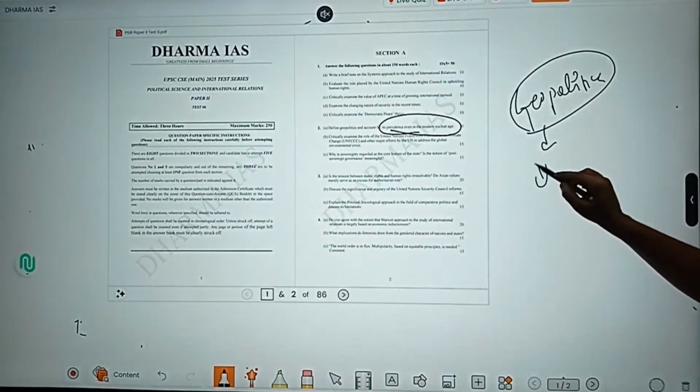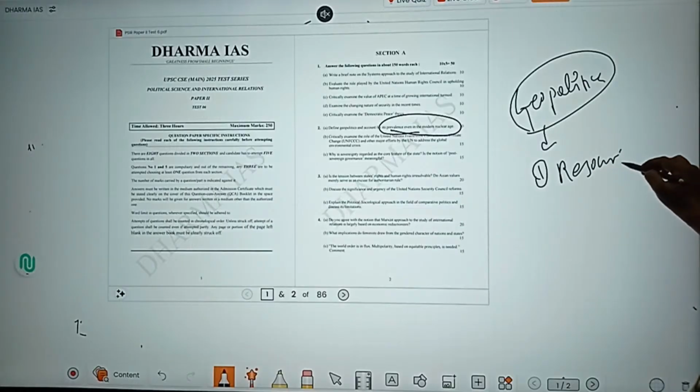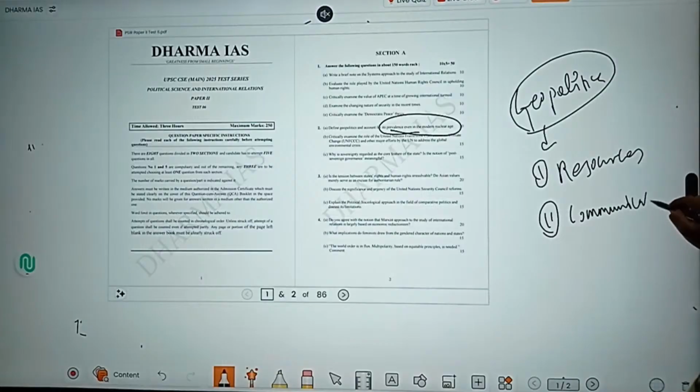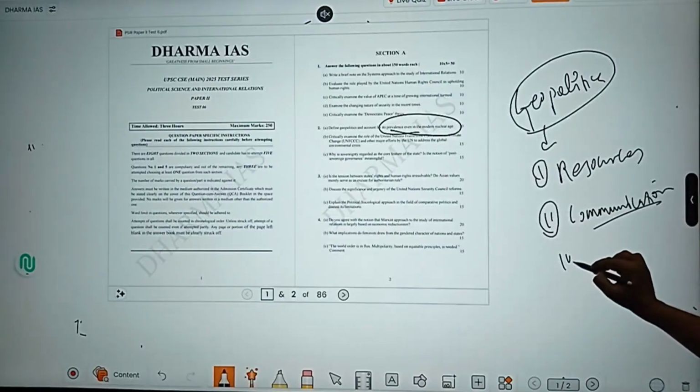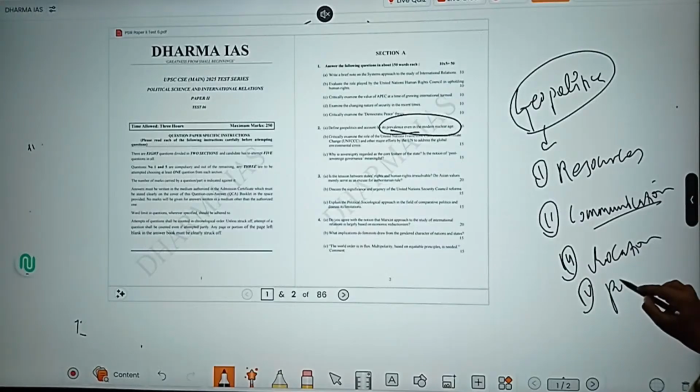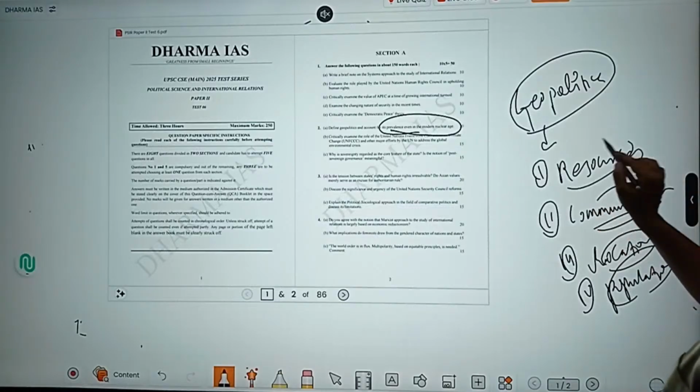Correct? Most important is resources, natural resources. Second one is communications. Third one is location. Fourth, population, security, and all that. So because of that, geopolitics matters.